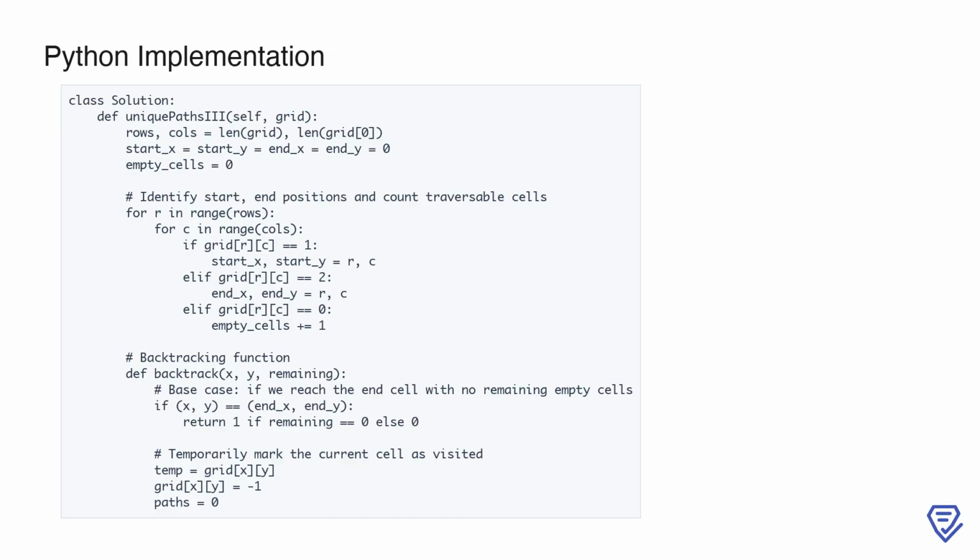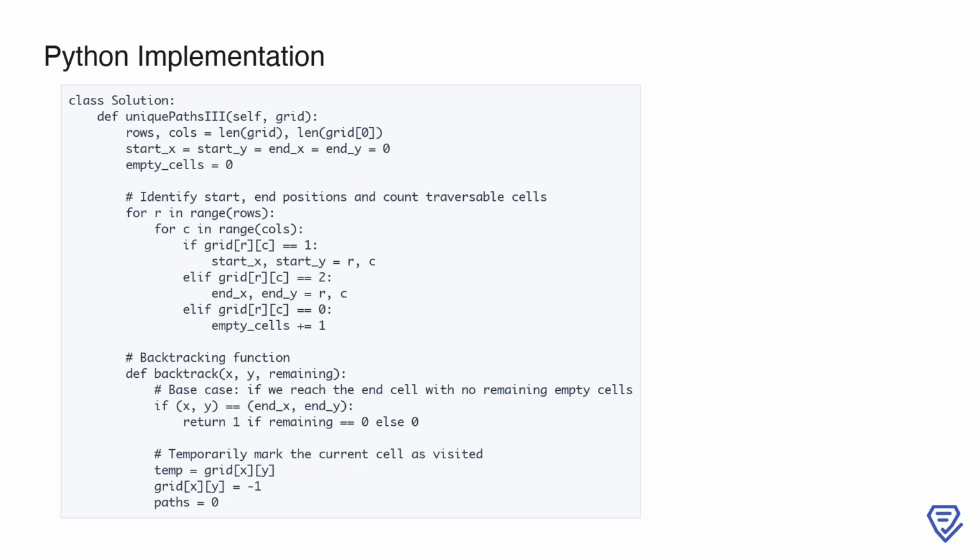Next, we iterate through each cell in the grid using nested loops. If we encounter 1, we record its position as the start point. Similarly, if we find 2, we record its position as the end point. For cells with a value of 0, we increment the empty_cells counter. This setup ensures we know the key points of interest and how many empty cells must be traversed for a valid path. Following this, we define the backtrack function, which is responsible for performing the depth-first search.